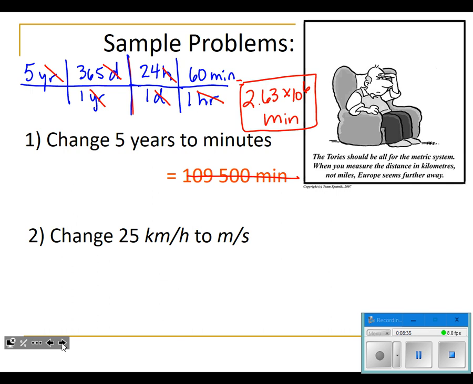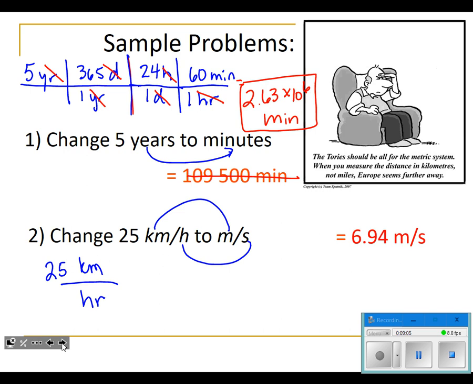Okay, so for the next one, 25 kilometers per hour to meters per second. So I said it was 6.94 meters per second. Let's actually do the work and see if that works out. So I'm going to start off with the 25 kilometers per hour. Notice on example 1, I didn't have anything underneath because I was just going from one unit to another. Here I'm going from one unit on the top and one unit on the bottom. So I can only have one unit in a box at a time. So that's how I have to write it.